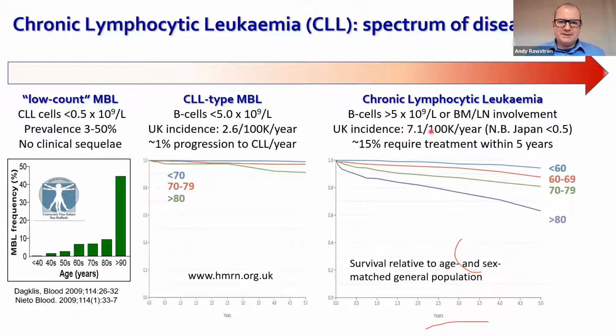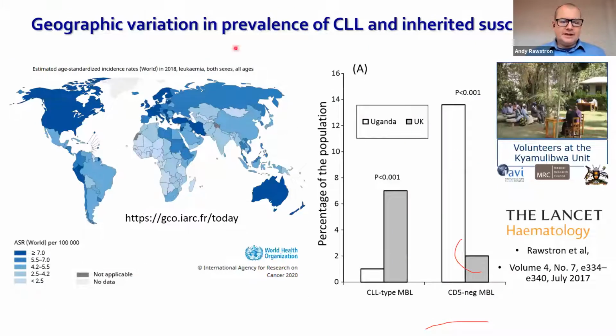In the UK, we see about 7 per 100,000 per year incidence at the moment, but there's a very wide geographical variation. So for example, in Japan, the incidence is less than 0.5 per 100,000 per year. And that geographical distribution, this is not CLL specifically, it's leukemia as a whole, but you can see some really quite distinct patterns. In particular, Africa and certain parts of Asia, as we mentioned, have very low incidences of CLL.